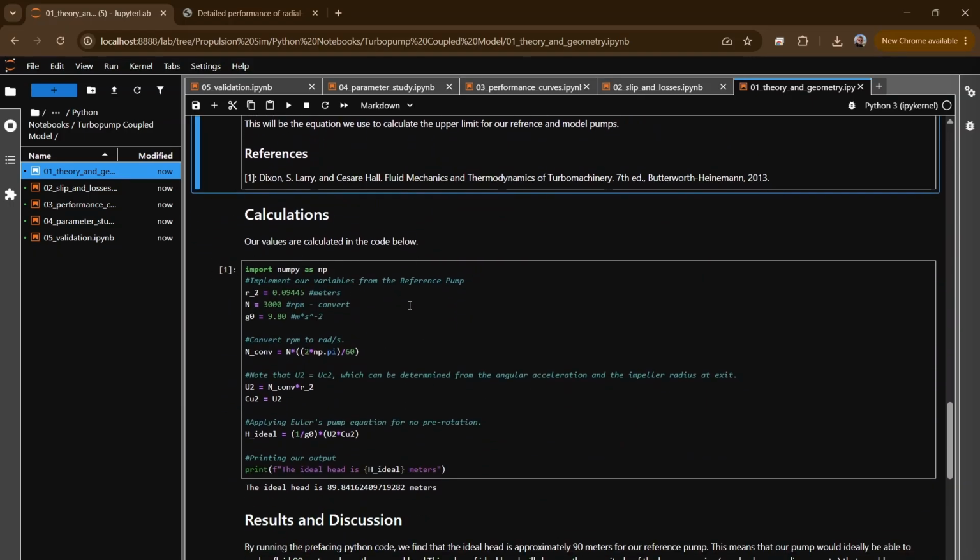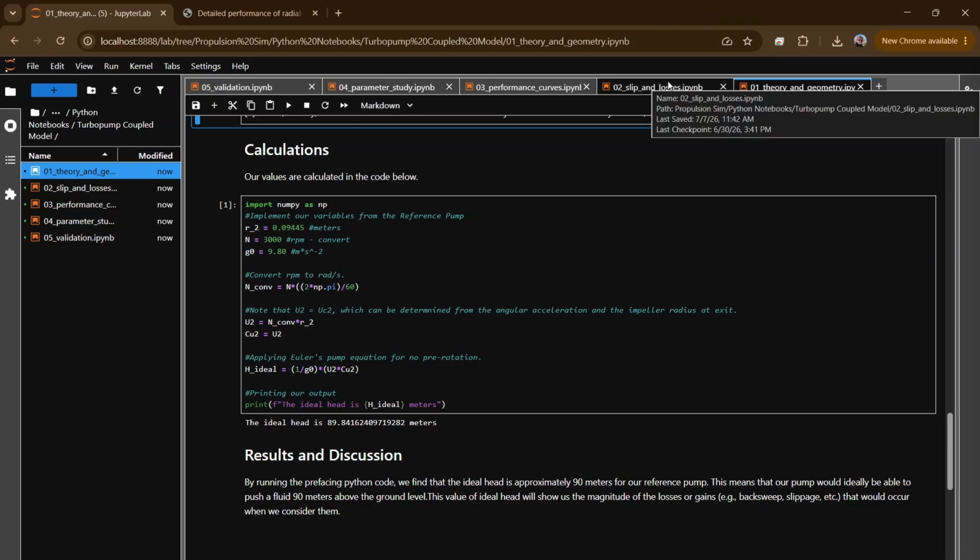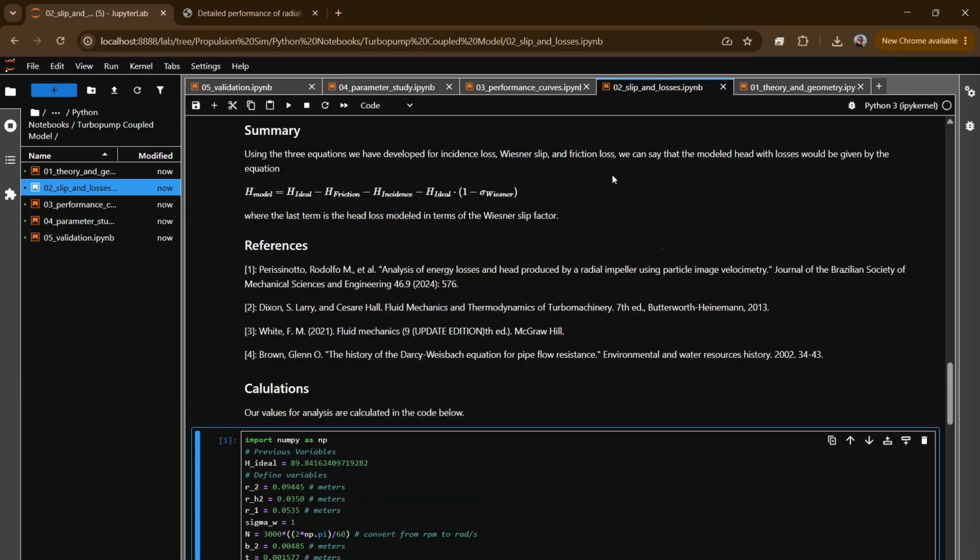And now we get to our actual calculations where we use Python to calculate our ideal head, and we find it's approximately 90 meters. So given this, we can now really see how the difference is across the losses, so see how the losses affect the total head.